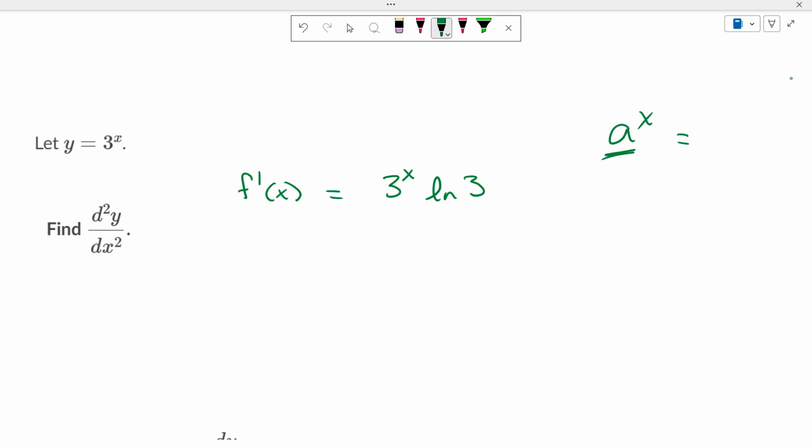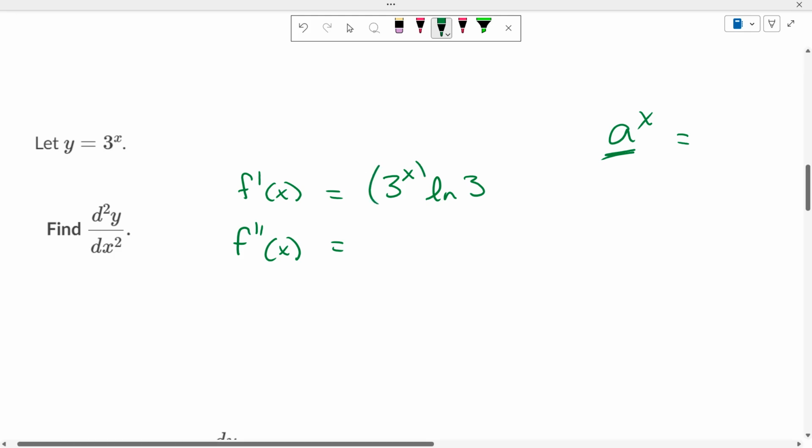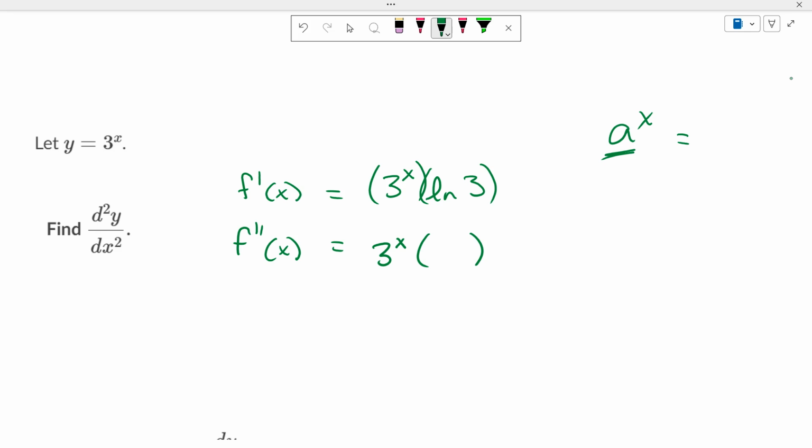Okay. So now what do we do when we find the second derivative? Good question. It's the product rule. So it's the first times the first derivative of the second. What's the first derivative of the natural log of 3? It's 0, Kate got it right. Why is it 0? Because it's 1 over 3 times the first derivative of 3, which is 0.